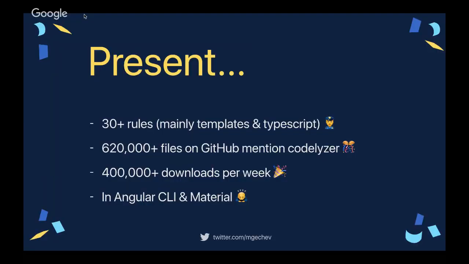Since then, we have over 30 rules, mainly about templates and styles. We have over 600,000 files on GitHub which are referencing Codelyzer. We have over 400,000 downloads per week, and we are part of Angular CLI. Since recently, Rafael from the Codelyzer team integrated Codelyzer as part of the build system for Angular Material, so we're pretty excited about this. We're also working with some big companies who are integrating Codelyzer as part of their build system in order to simplify the code review process.